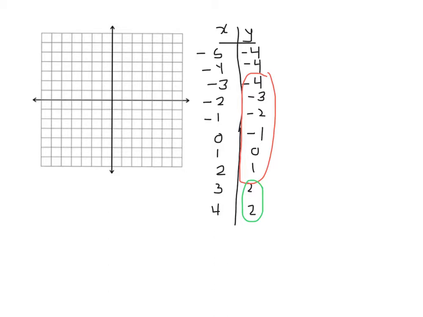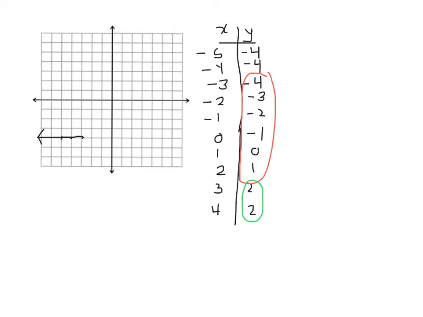Okay, so if I plot the points that are in black, -5, -4, there's that point, and -4, -4, there's that point. But when you get to -3, we find it is -4 as well. Okay, so that's a closed circle. So what we see for the first part of this piecewise function is that it's a horizontal line extending to the left from where x is -3 and below.